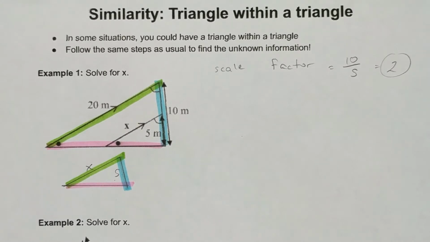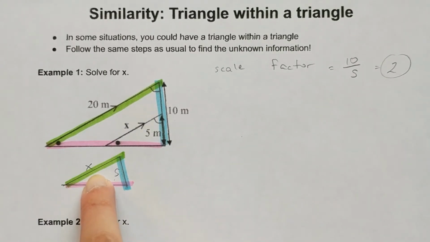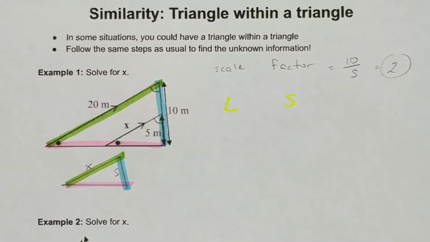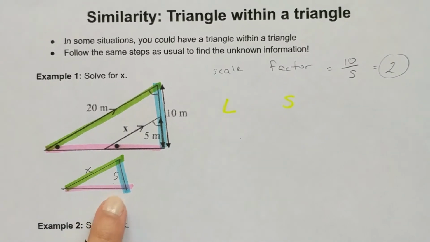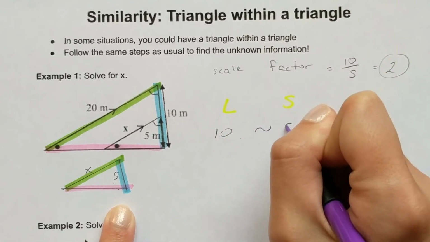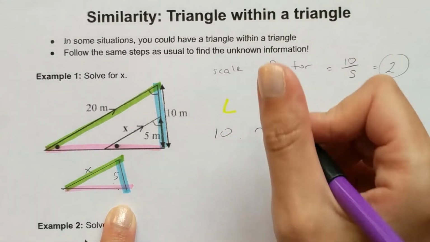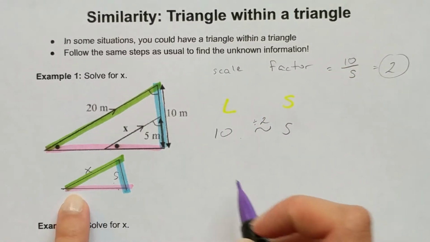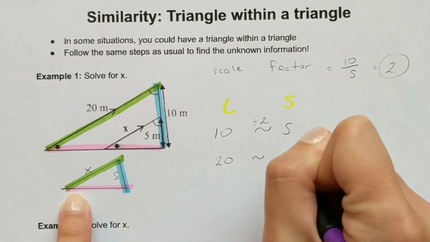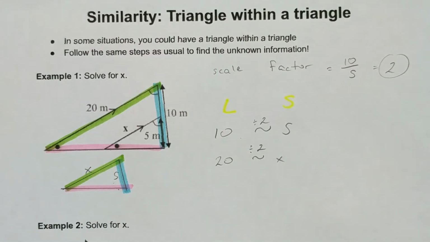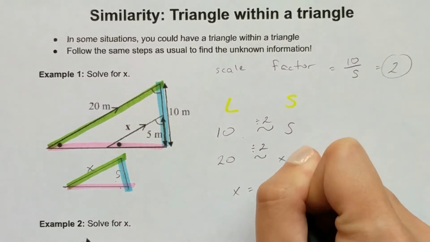So in this case, I don't know the information about my small triangle. Therefore, I need to start from my large triangle and go to my small triangle. I know that 10 is similar to 5, so I'm going to say 10 is similar to 5, and I got there by dividing by 2 because I'm going large to small. That means that 20 must be similar to x, and I have to do the exact same thing by dividing by 2. 20 divided by 2 is 10, so x is equal to 10.